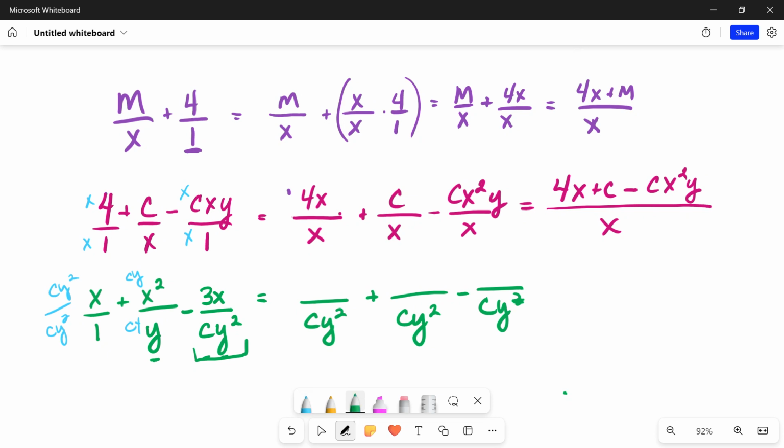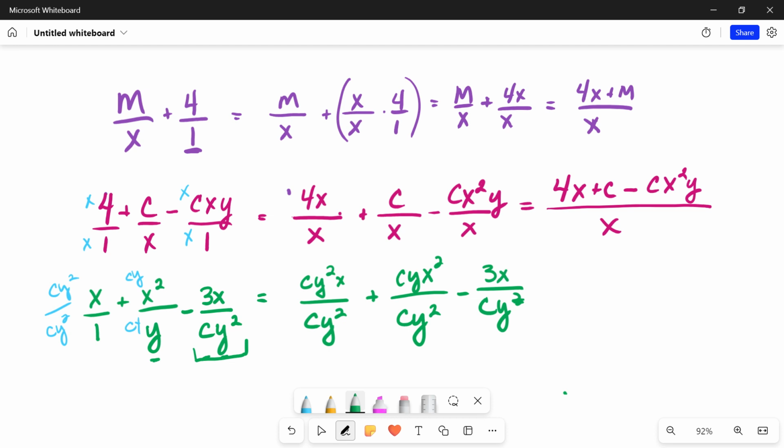All right, so with this first one, when I multiply top and bottom both by cy squared, I'm going to get cy squared x. The second one, I'm just multiplying it by cy, so I'm going to get cy, and then there's already an x squared up there, so there's cyx squared. And then the third one's already good to go, this 3x.